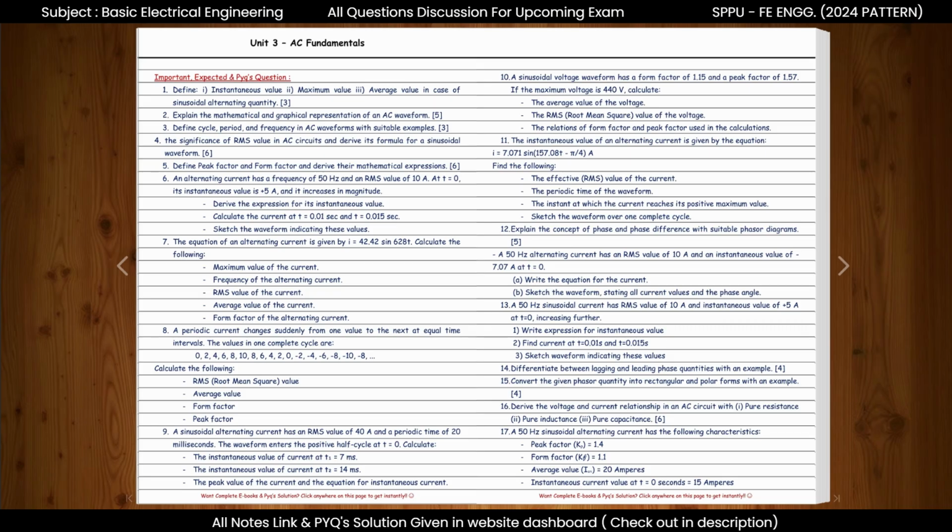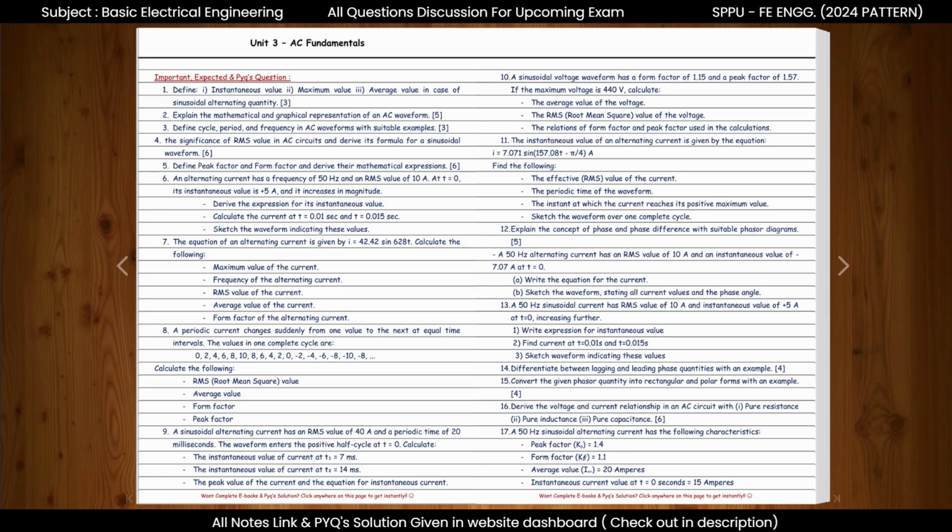We use the formulas, form factor equals RMS value divided by average value, and peak factor equals maximum value divided by RMS value to solve this. Alright, let's move on to our next important topic, general waveform equation.